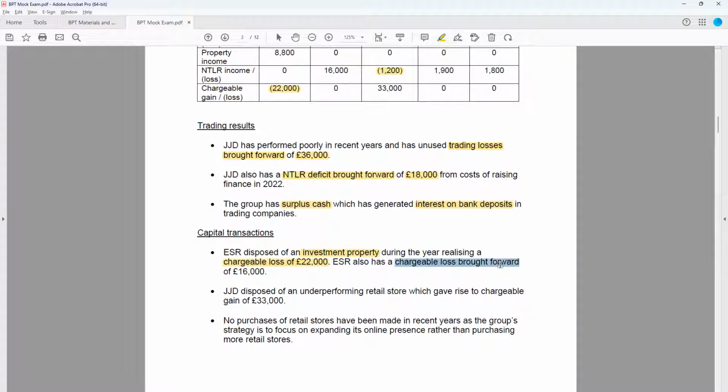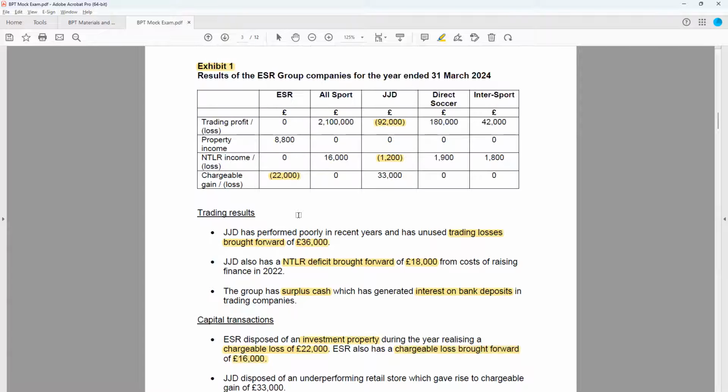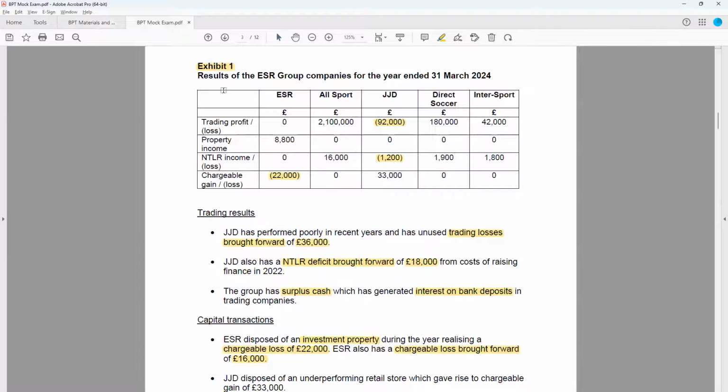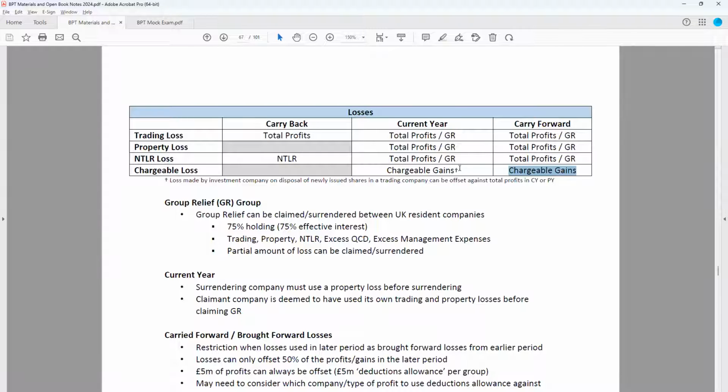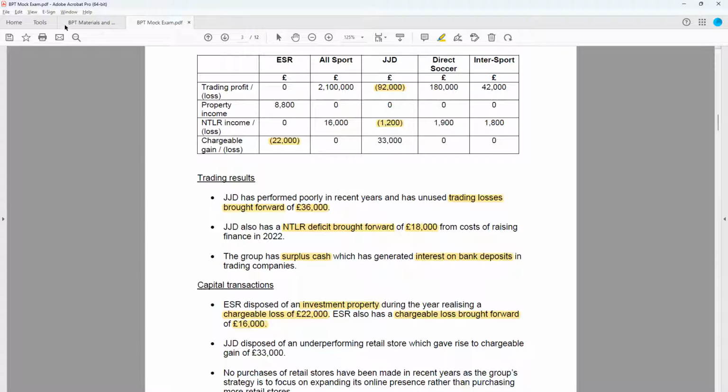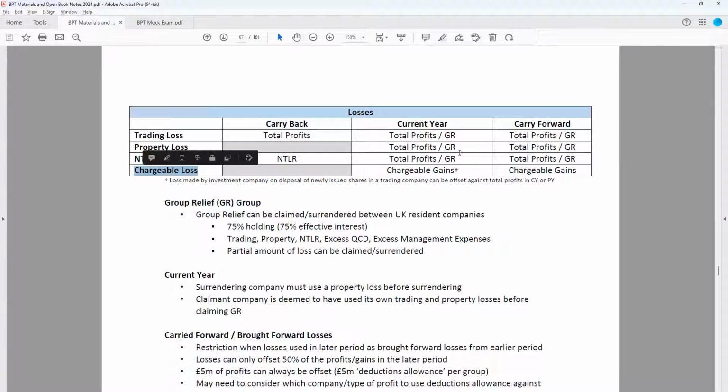It also has a chargeable loss brought forward of 16,000. So it's got a chargeable loss in a year, but it's also got a chargeable loss brought forward as well. So we'll need to be thinking about how that can be used as well. Of course, it can only be offset against chargeable gains, just like any chargeable loss, with very few exceptions to that. And of course, the same applies for individuals as well, can generally only be used against chargeable gains. Capital losses, i.e. chargeable losses, are more restrictive than trading, property and NTLR losses.